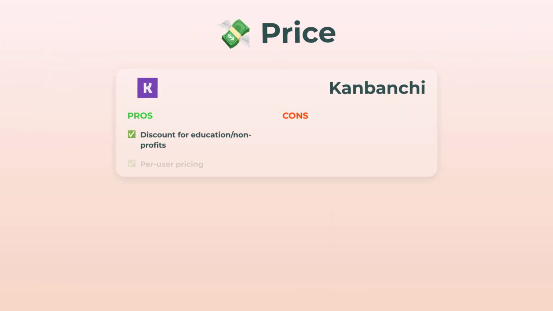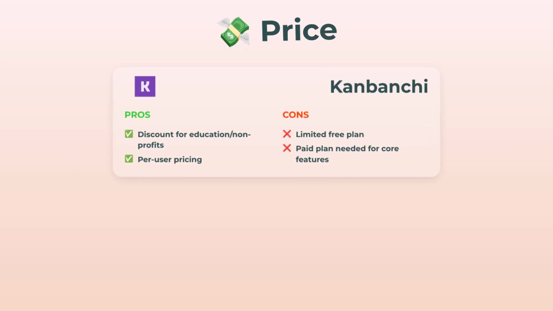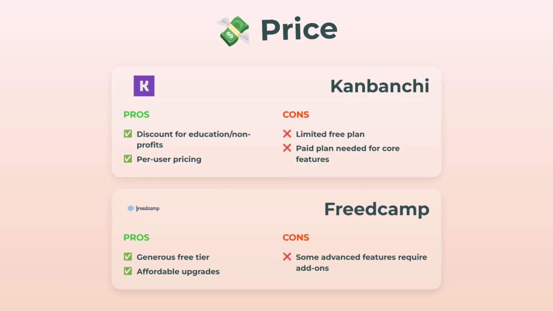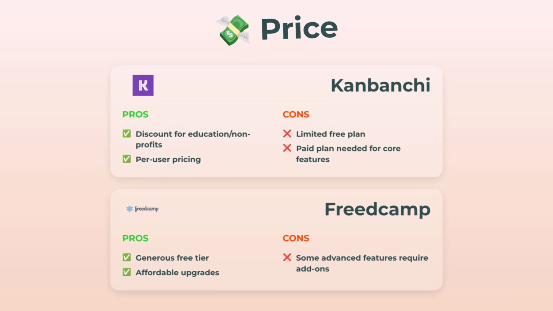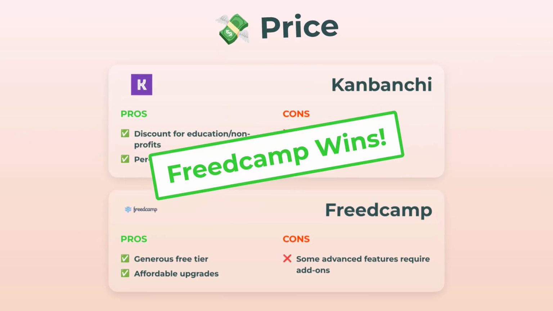First up, let's talk about price. And honestly, this is a biggie for a lot of us. Kanbanchi, while it does have discounts for schools and nonprofits, offers kind of a limited free plan. If you want the core features, you're probably going to end up on a paid plan, and it's all per user, which can add up quick. Now, on the other hand, Freecamp is unusually generous with its free tier. Seriously, you get a bunch for nothing. Upgrading is also pretty affordable. Some advanced features do cost extra, but overall, Freecamp totally takes this one.